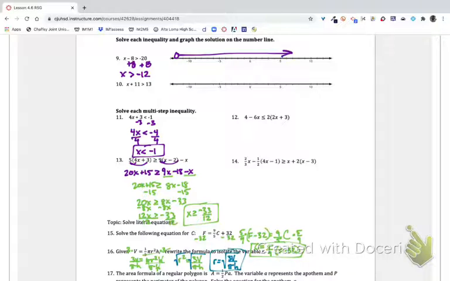But I want you to try these. I want you to try your best to try to manipulate these literal equations into what it is that you're looking for. Hopefully this helps. Reach out if you have any questions.